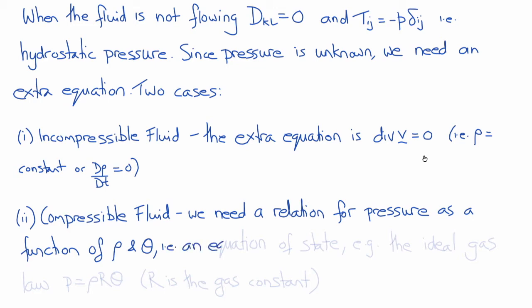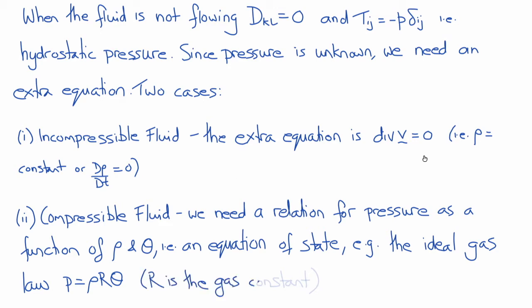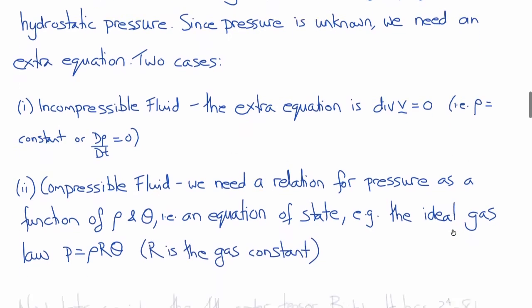This is an equation of state, and a perfect example of an equation of state is the ideal gas law, which states that P equals rho r theta, where r is the gas constant.